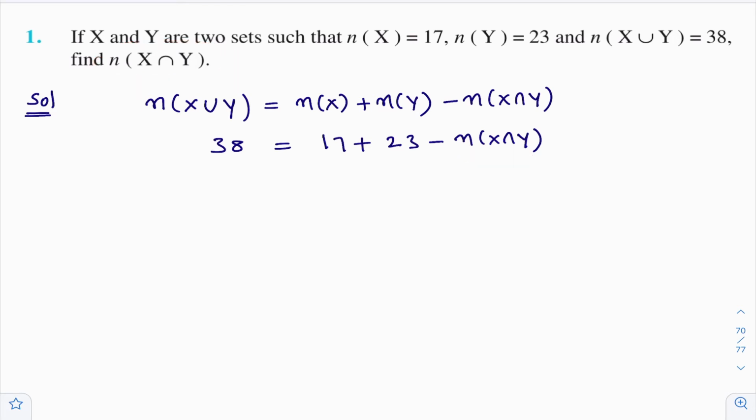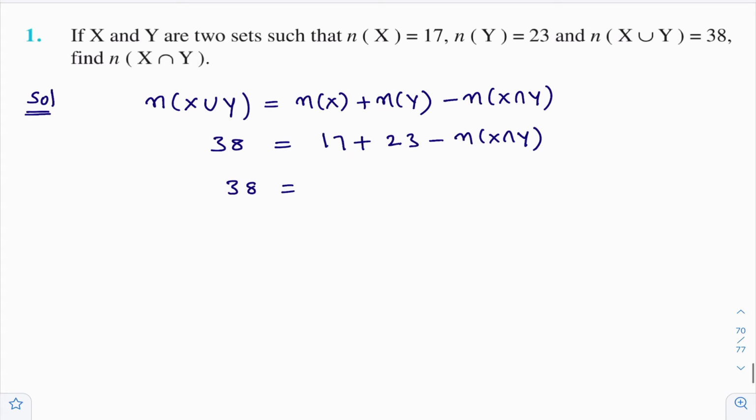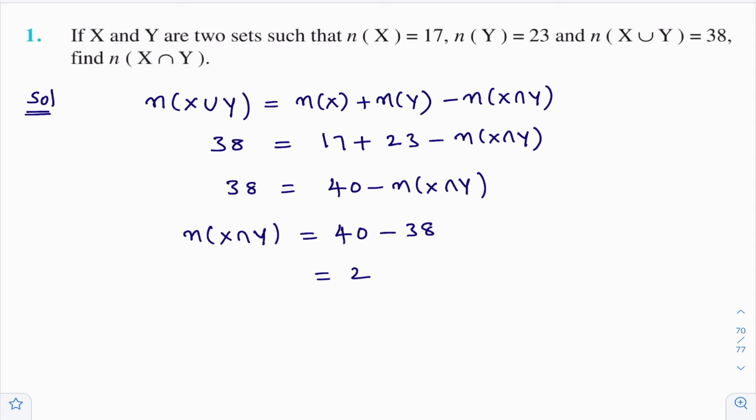Now simplify this further. 38 equals, look here, 23 plus 17, this is 40, minus N of X intersection Y. Now you take this minus N of X intersection Y to the left side, then what you will get? Plus N of X intersection Y equals 40 minus 38. 40 minus 38 is 2. So N of X intersection Y equals 2.